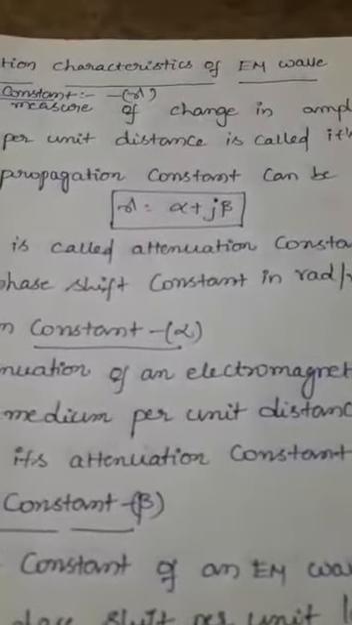So here the measure of change in amplitude and the phase of an electromagnetic wave per unit distance, that measure is called propagation constant, which is represented with gamma and can be expressed as gamma is equal to alpha plus j beta, because it is an alternating, time varying quantity. That's why it can be represented in complex form. Amplitude is the real part, and phase is the imaginary part.